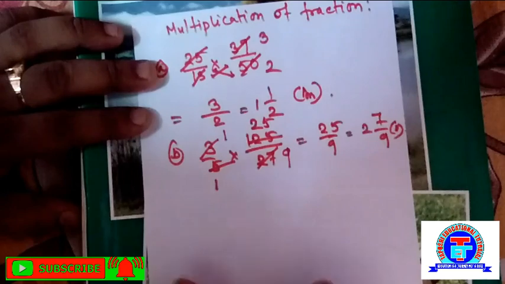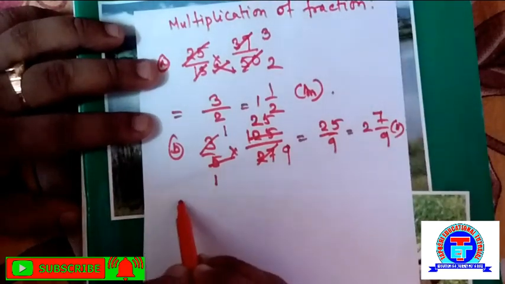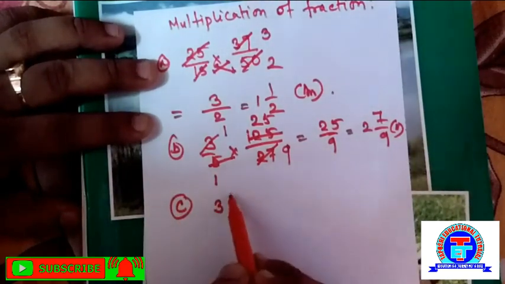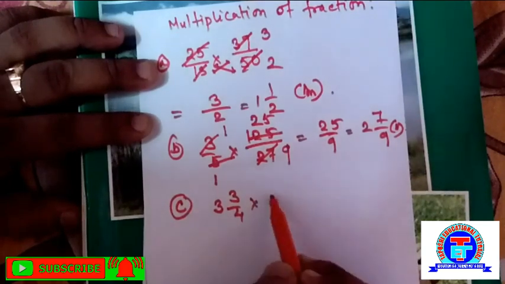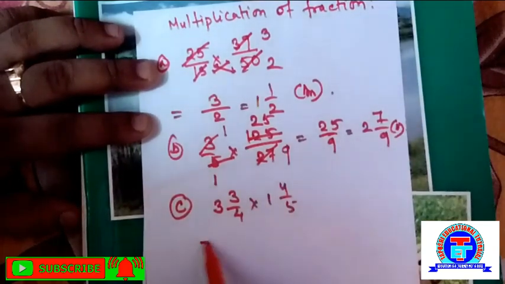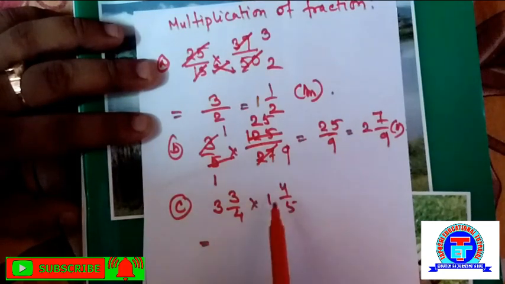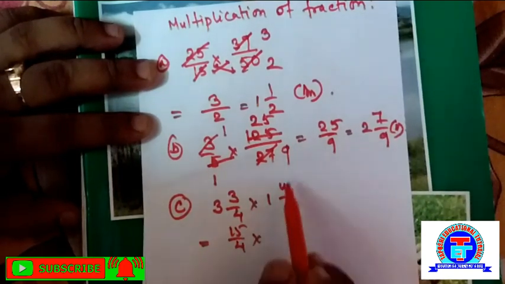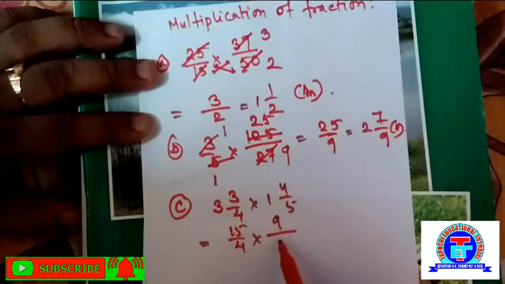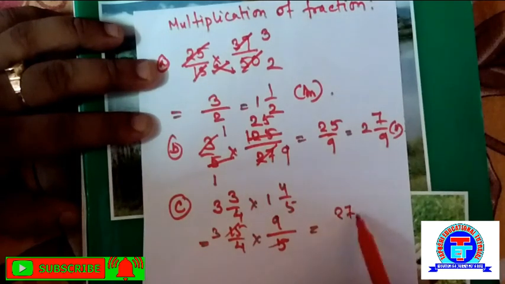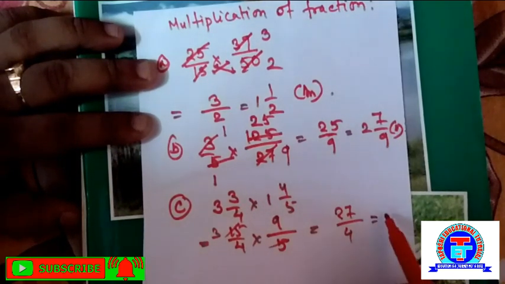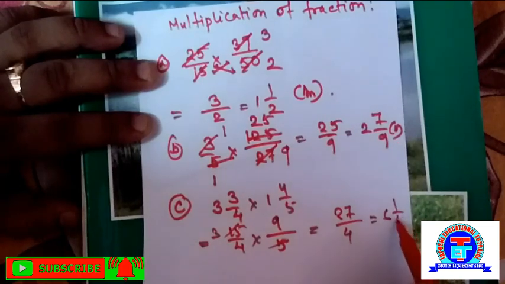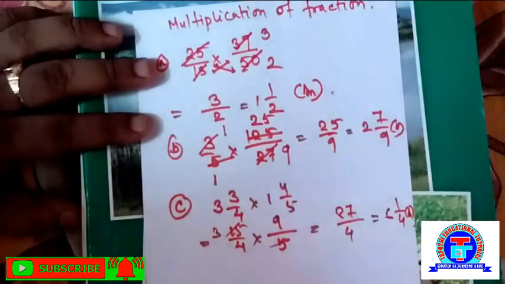This is the answer. Now another, we solve this problem, same problem like this, 3 whole 3 by 4 into 1 whole 4 by 5. First we convert the mixed fraction into the improper fraction, 15 by 4 into 9 by 5, so this one 3, it will become 27 by 4, that means 6 whole 1 by 4. This is the answer, right?